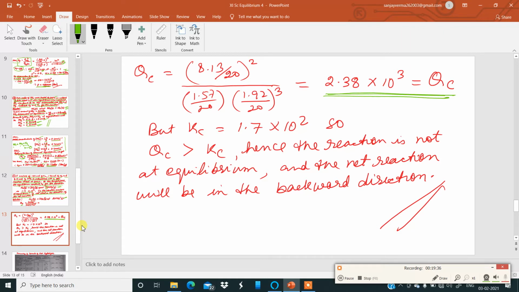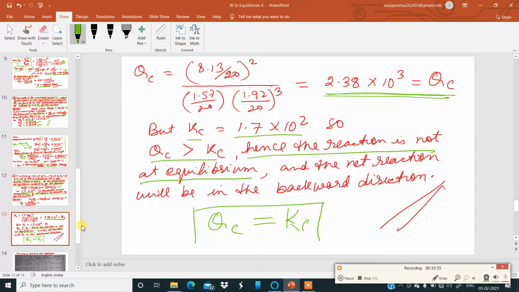Now compare this Qc with the value of Kc. Kc is 1.7 times 10 power of 2. Now you can see Qc is greater than Kc. Hence the reaction is not in equilibrium. For the reaction to be in equilibrium, Qc must be equal to Kc. That is the important thing. But here Qc is greater than Kc, so the reaction will not be in equilibrium. Remember the net reaction, since Qc is greater than Kc, therefore the net reaction will be in the backward direction.